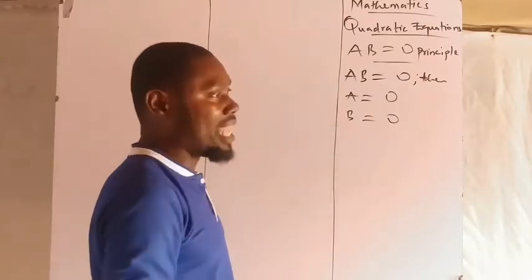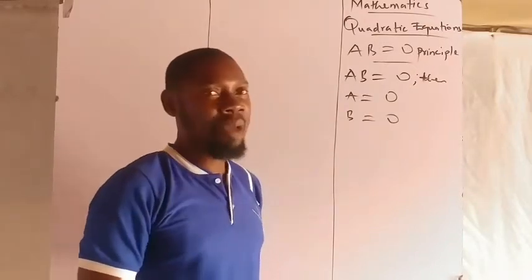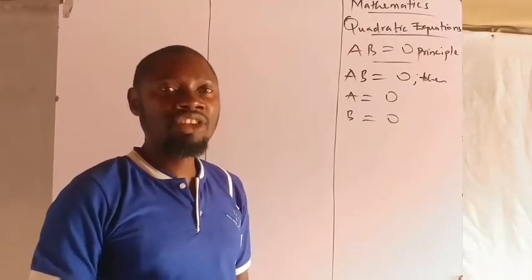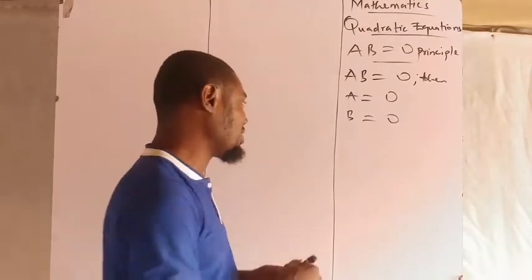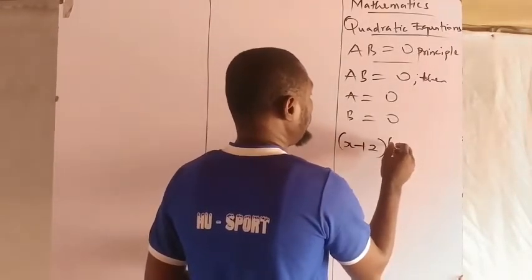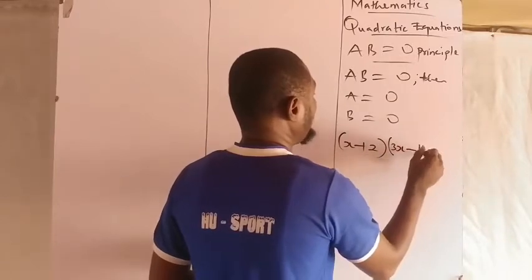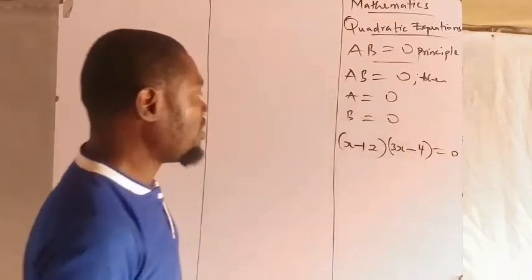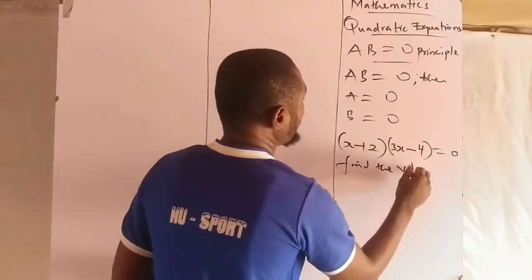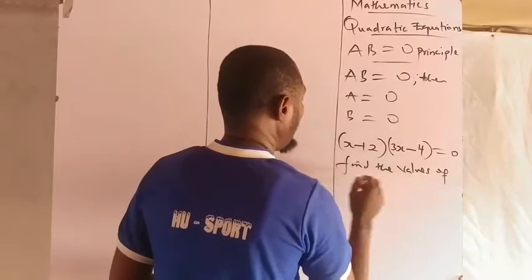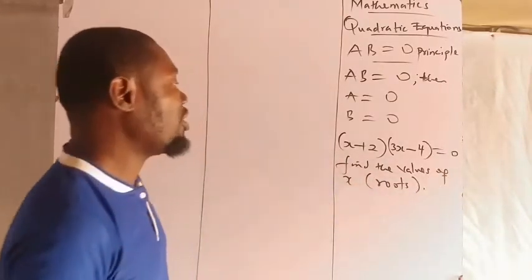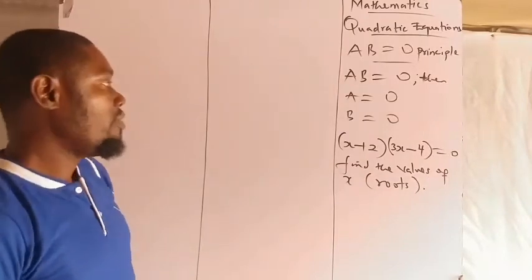This principle is applied if you solve your problem and you've arrived at the brackets, and you need to find the value of the variable in each bracket. Look at this. You have (x plus 2)(3x minus 4) is equal to 0, and you are asked to find the values of x, which of course are also called the roots of the equation.